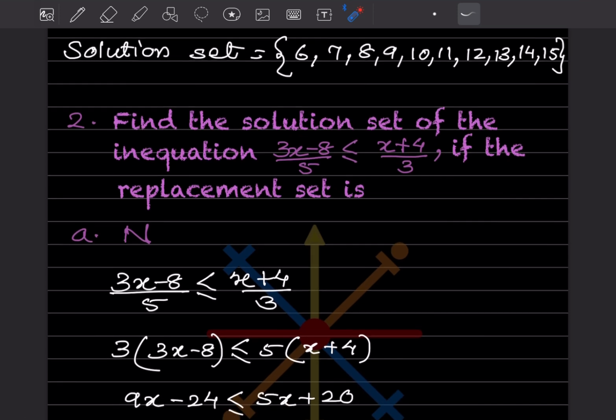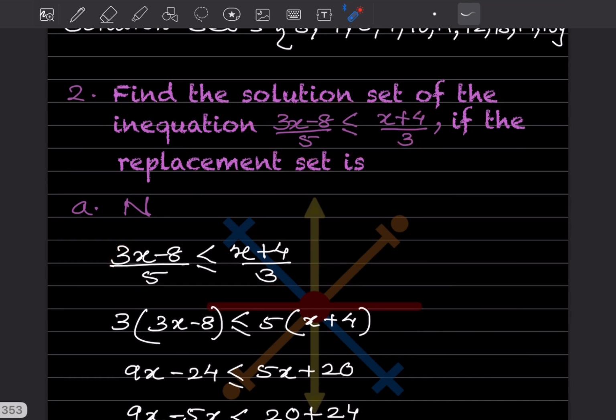Find the solution set of the inequation. This is the inequation given, and the replacement set is N, where N means all the natural numbers. Natural numbers, again I'll repeat it, don't have 0; they start with 1, 2, and so on. So now let us solve this first. The simplest way is to take this one here and this here, or directly take the LCM, which is going to be 15. So both ways are the same.